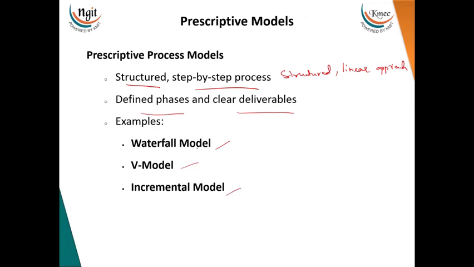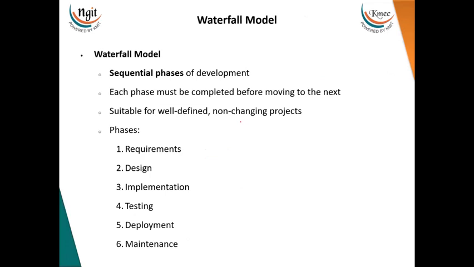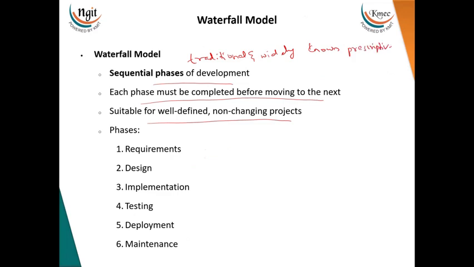Now we'll discuss the waterfall model. As mentioned, it has sequential phases of development. Each phase must be completed before moving to the next, and it is suitable for well-defined, non-changing projects. The waterfall model is one of the most traditional and widely known prescriptive models. So basically, this is a classic example of a prescriptive model, and it is considered a classic approach for software development.